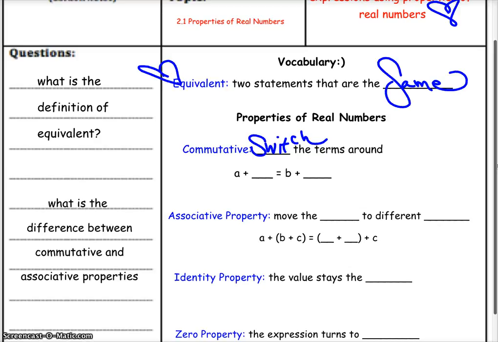Like you commute to school, okay? You look at that word commute. You commute to school. You go to school, and then you go home from school. Okay? It's equidistant, same distance, equivalent. This is only for addition and multiplication. That's the only operations it works for. Commutative property does not work for subtraction and division. Okay? So A plus B is equivalent to B plus A.